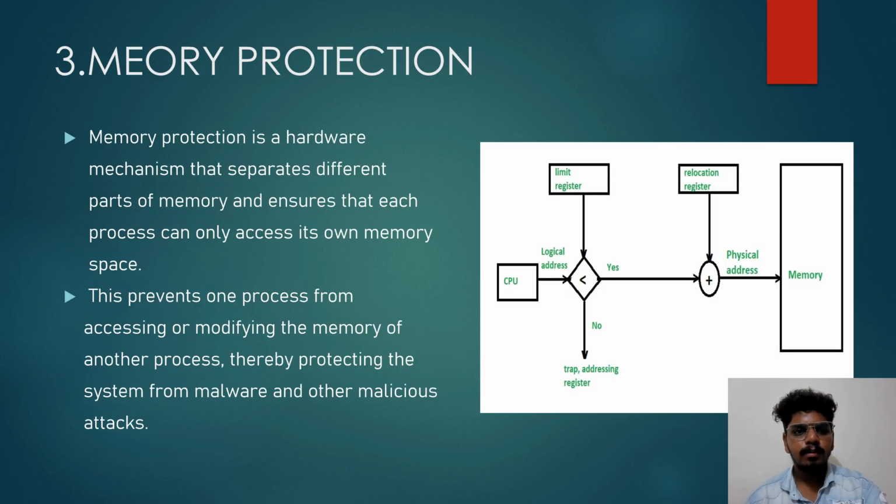Third type is memory protection. Memory protection is a hardware mechanism that separates different parts of memory and ensures that each process can only access its own memory space. This prevents one process from accessing or modifying the memory of another process, thereby protecting the system from malware and other malicious attacks.